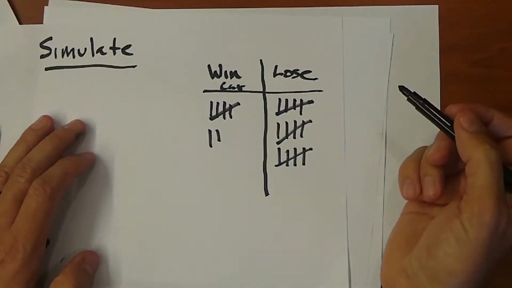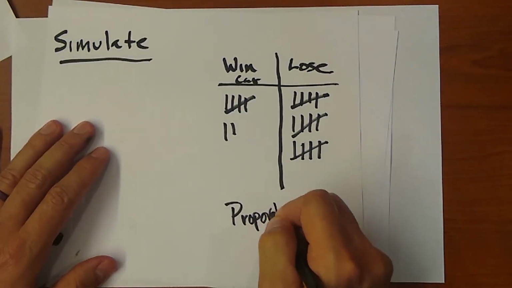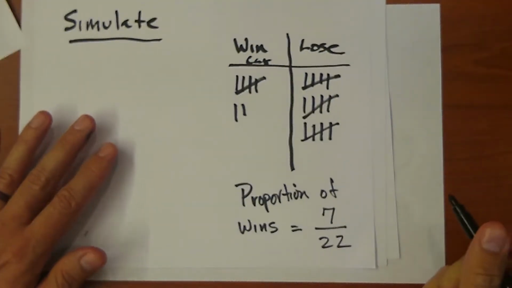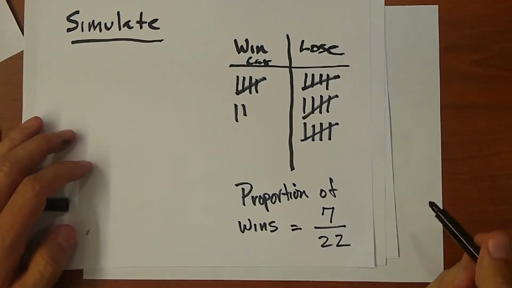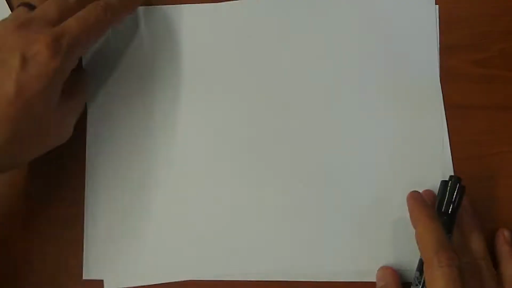And what we should discover is the proportion of times that we win a car should be roughly the probability that we win a car. So in this case, 7 over 22, that's about a third. You can get at the probability you want by running a simulation.